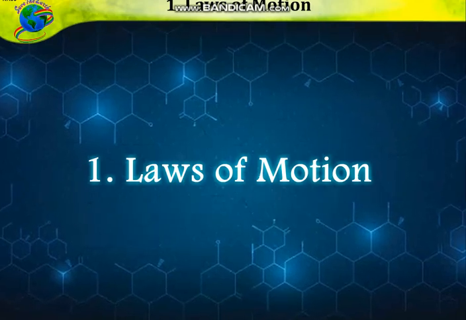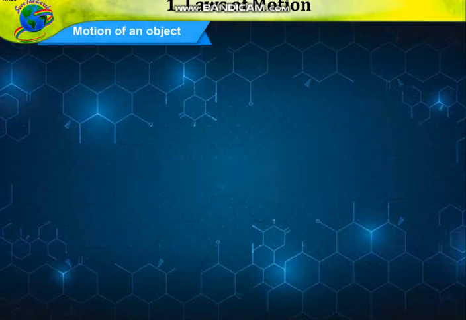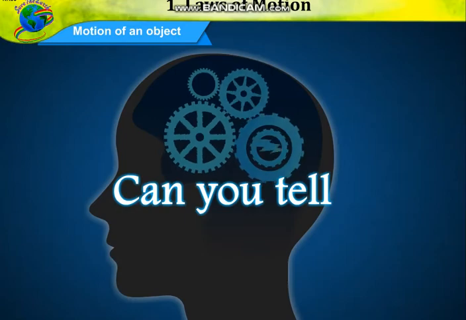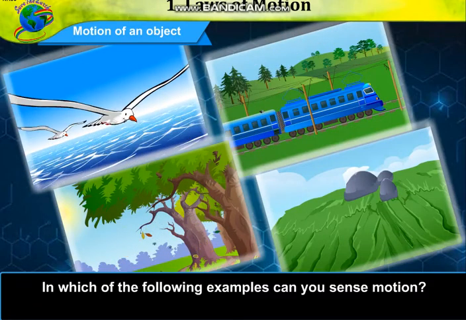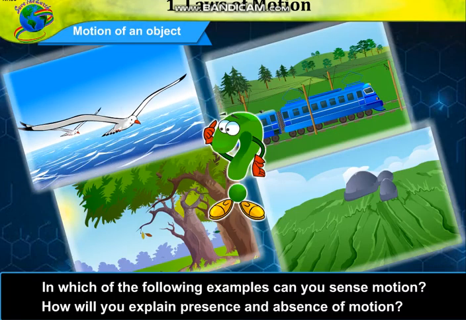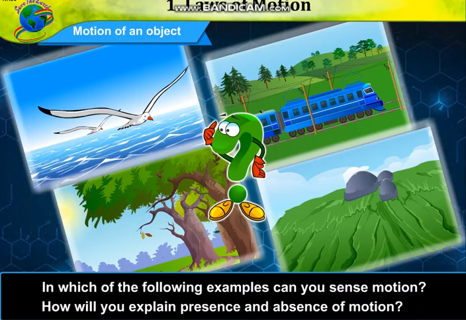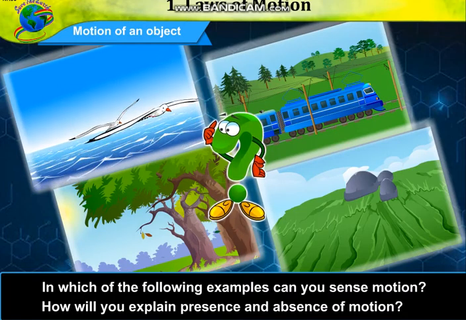1. Laws of motion. Motion of an object. Can you tell? In which of the following examples can you sense motion? How will you explain presence and absence of motion?